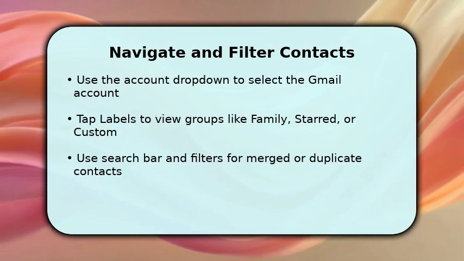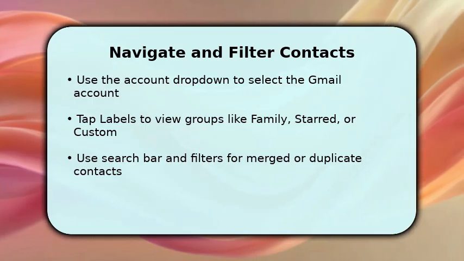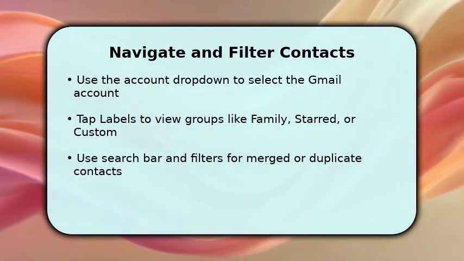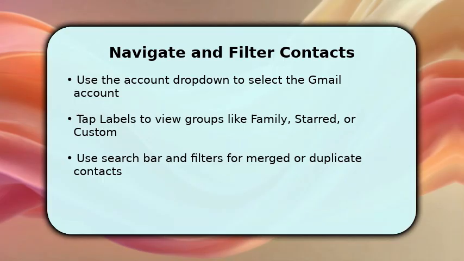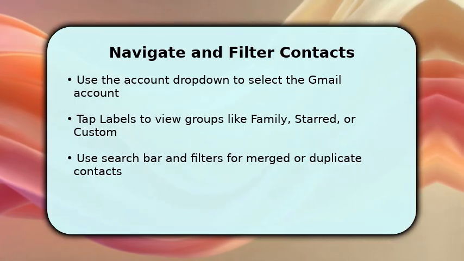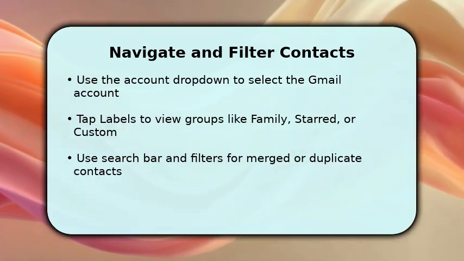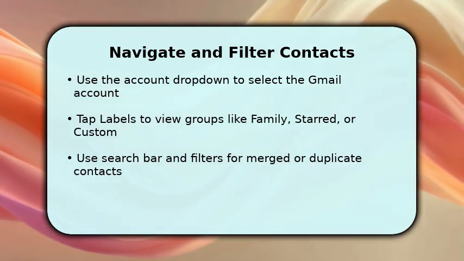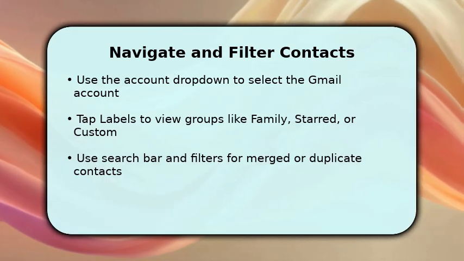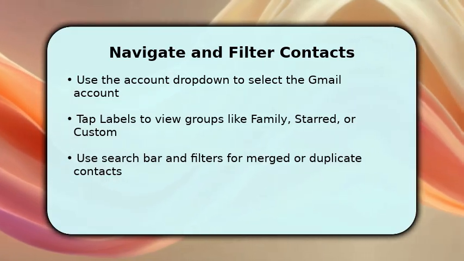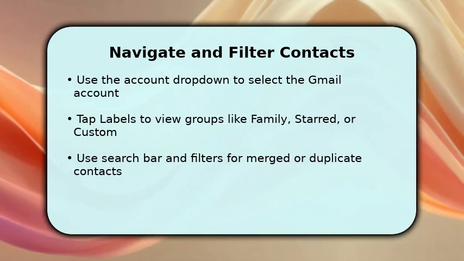Now navigate. You use the account drop-down at the top left to choose that Gmail account. This filters results to only those contacts. Once selected, tap Labels to surface groups created in Gmail because labels mirror Gmail contact groups and make locating lists fast. Use the search bar for names or email fragments.